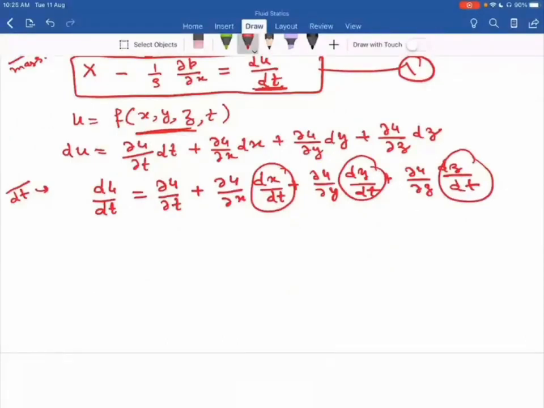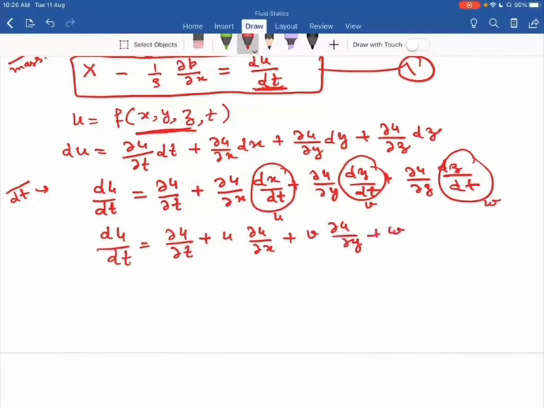So now I reach on relation du by dt equal to curly u by curly t plus this term is u, this is v and this is w. U curly u by curly x plus v curly u by curly y, plus w curly u by curly z. ठीक है, now this is equation number 2. Now I put the value of du by dt in equation number 1 from equation number 2.